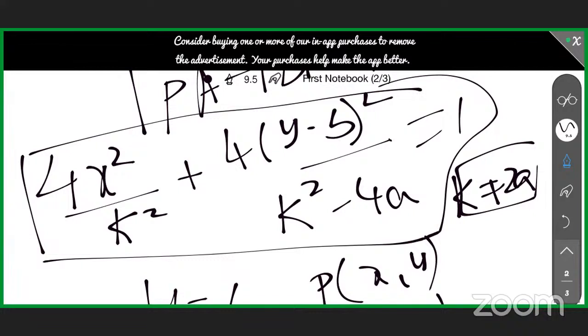So x and y values will remain the same. Only the A and B values have to change. A value is 3, B value is 0, and K value is 7. How much time do you require to solve this one? Do you get the equation, dear students?